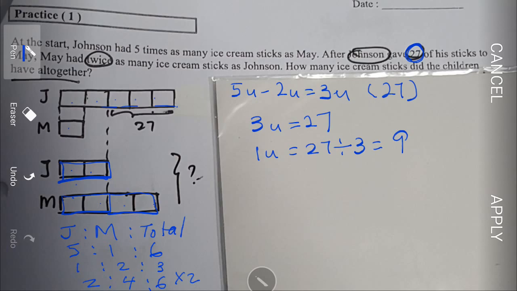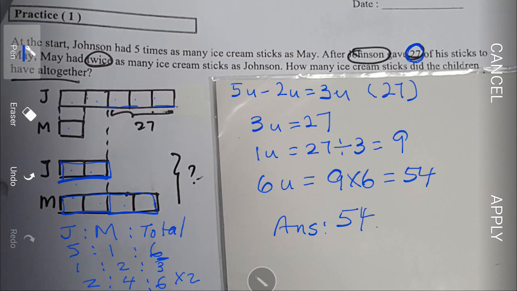What are we interested to look at? How many ice cream sticks did the children have altogether? That means the entire 6 units here, right? The total is 6 units. 1, 2, 3, 4, 5, 6. So therefore, you look for 6 units will be equals to 9 times 6 equals to 54. And then you will write your final answer as 54.